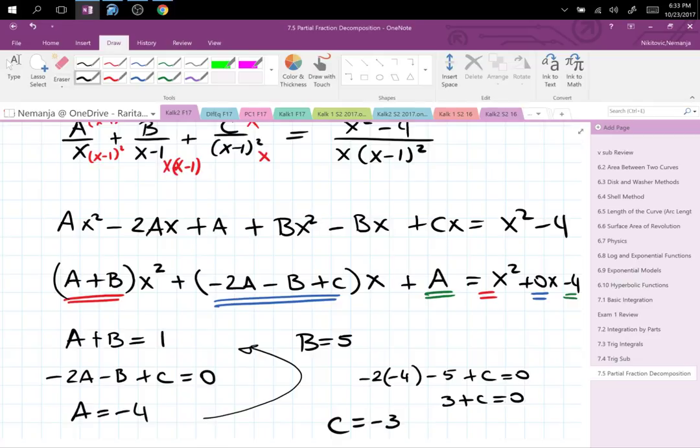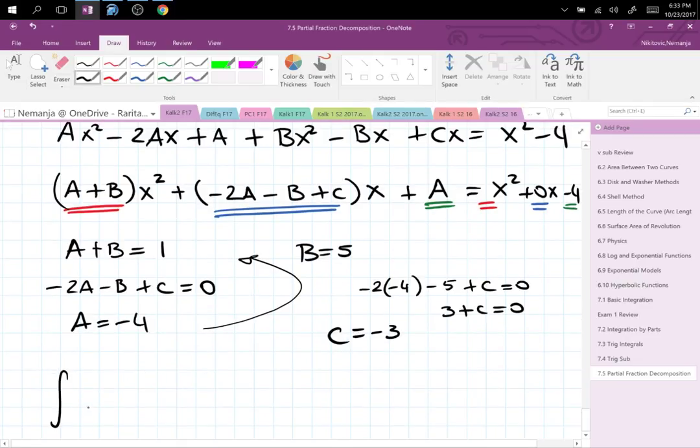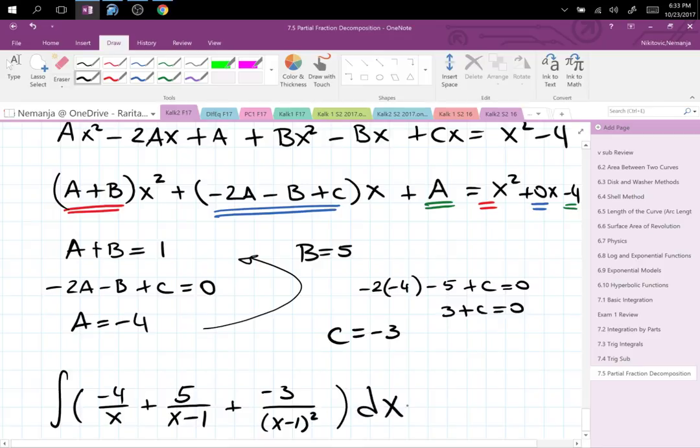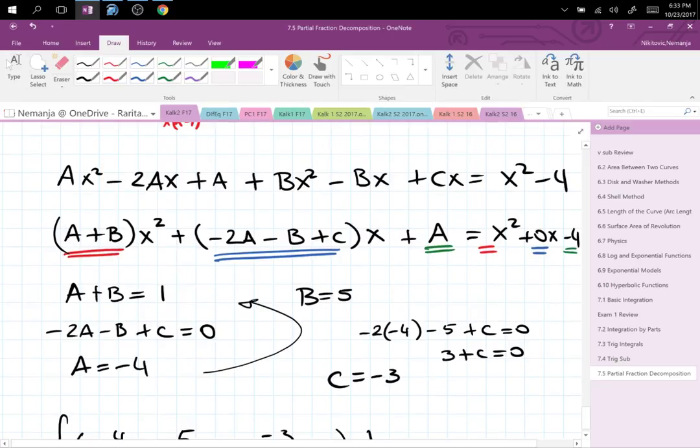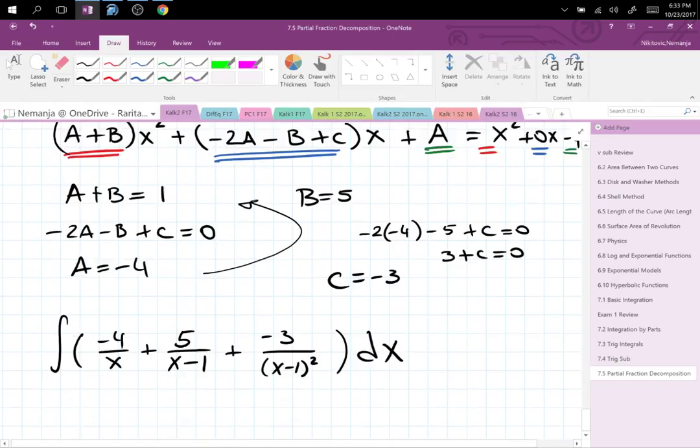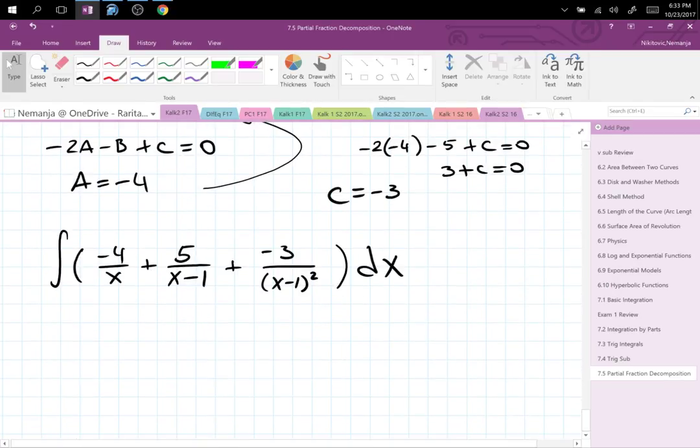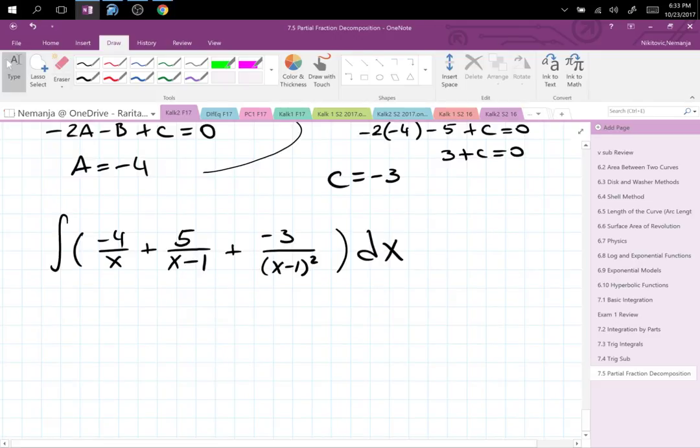You good? Alright, perfect. So now we have a over x. So we have the integral of negative 4 over x plus a b, which is 5, over x minus 1, and then plus negative 3 over x minus 1 squared, all of this dx. So we plug a for a, b for b, and c for c. And now we need to integrate.